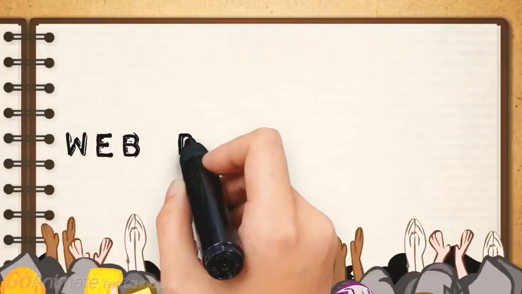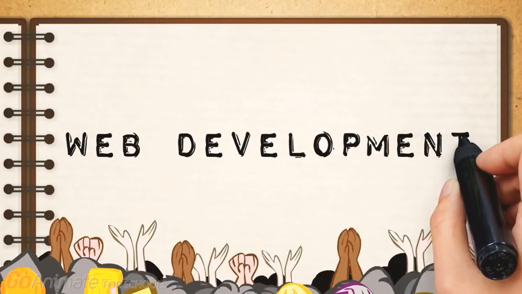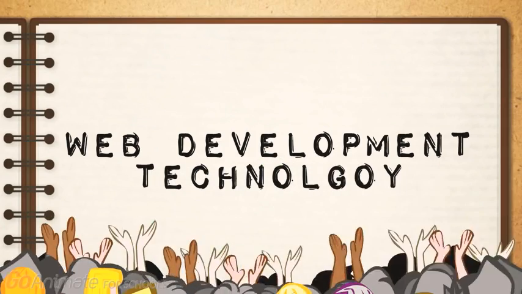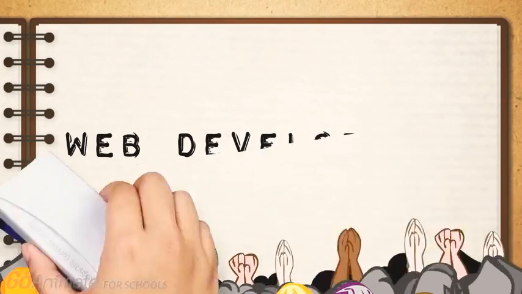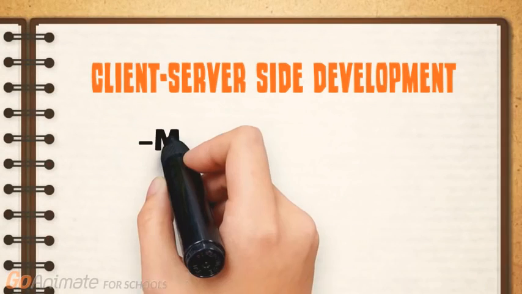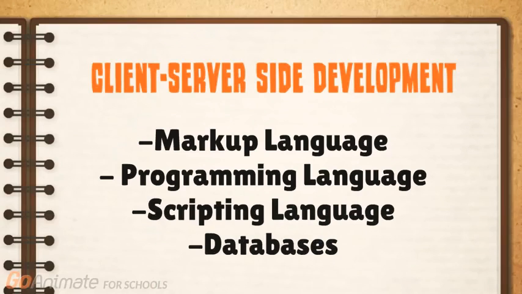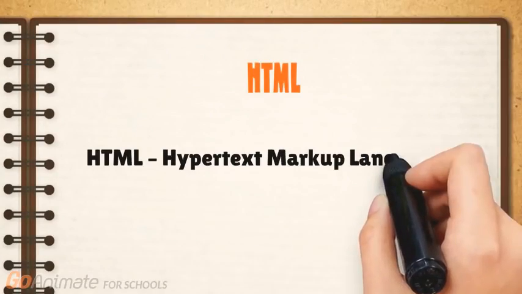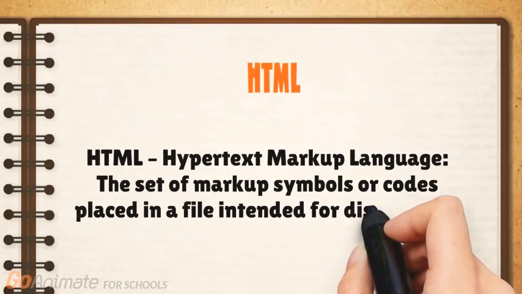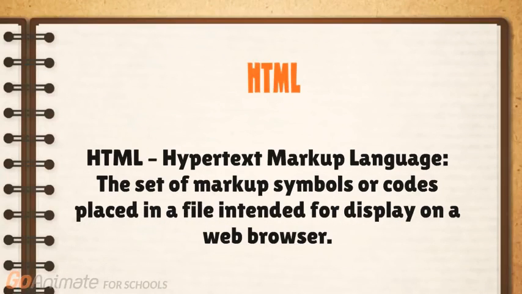Now, it's a good time to learn about web development technology. Client and server-side web development uses markup, programming, scripting languages and databases along with other technologies. We will quickly see a few of them. Let's see common client-side technology: HTML, Hypertext Markup Language, the set of markup symbols or codes placed in a file intended for display on a web browser.